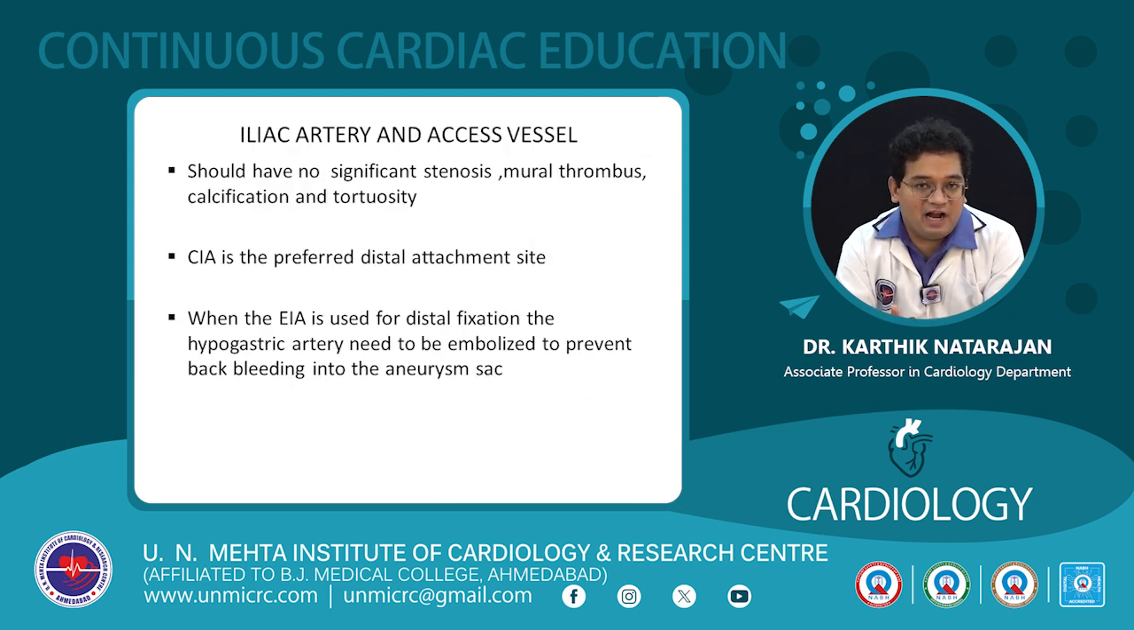You need to look at the iliac arteries. They should not have any significant stenosis, mural thrombus, calcification, or tortuosity. As I said, 40% of abdominal aortic aneurysms have associated iliac artery aneurysms also. So in some cases, you may need to extend or add an extra iliac limb for extension of the endograft. And CIA is the preferred distal attachment site. And if you use the EIA for distal fixation, then you usually need to embolize the hypogastric artery to prevent back bleeding into the aneurysm sac, which can be a common source of endoleak.